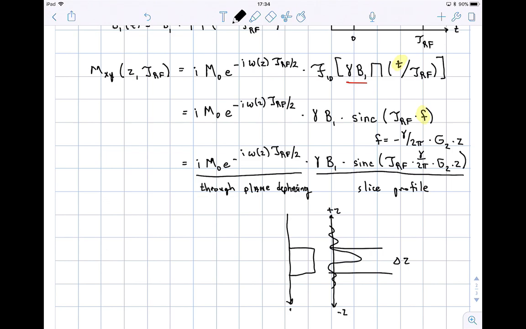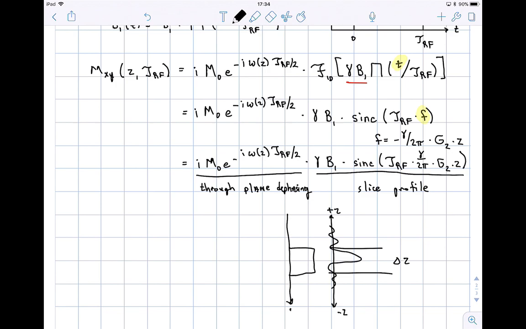And that means that your slice profile now has a bunch of wiggles. It has wiggles inside of the slice profile, and it has wiggles outside of the slice profile. So what's our goal? Our goal is we would like to excite transverse magnetization sort of uniformly in a slice. But it turns out that's almost impossible to do. You need an infinitely long sinc pulse to do that.